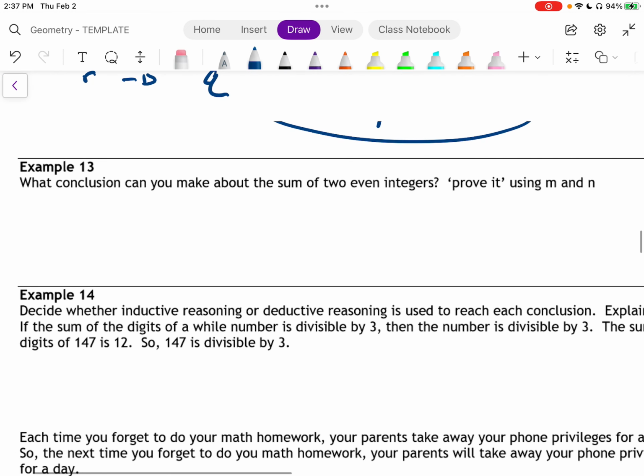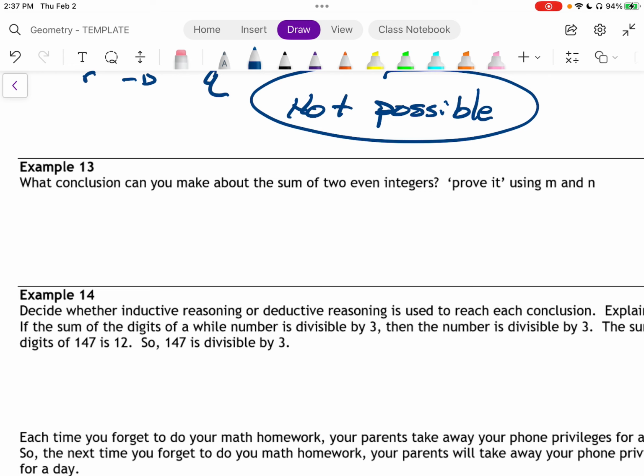All right. What conclusions can you make about the sum of two even integers? And then it says to prove it, right? And I've got those little air quotes there because this is going to be kind of a simple proof for us. Well, what happens to two, what is this, product? No, sum. Well, it's the sum of two even numbers. Well, it's going to be even.